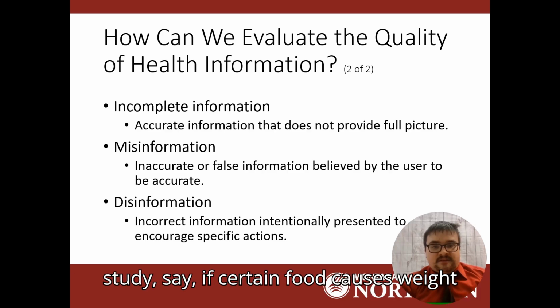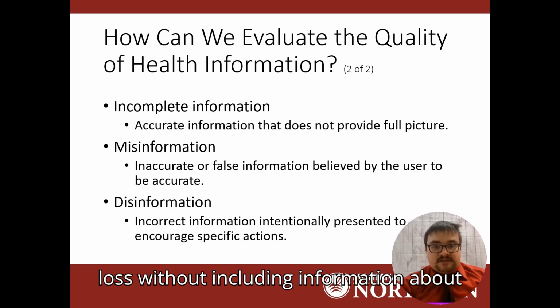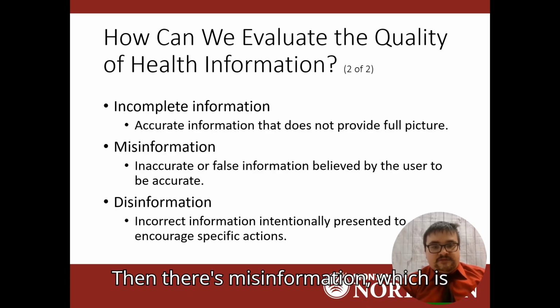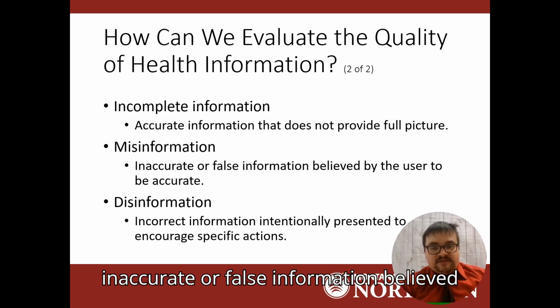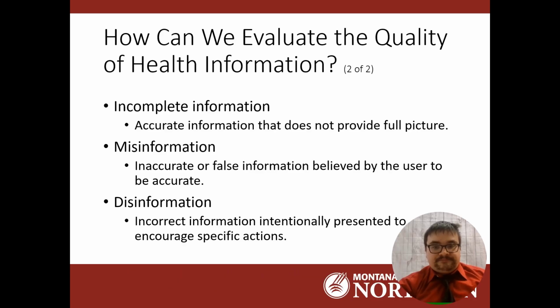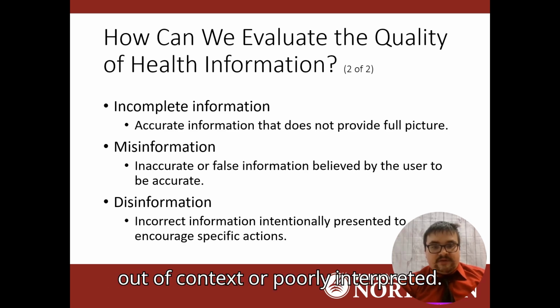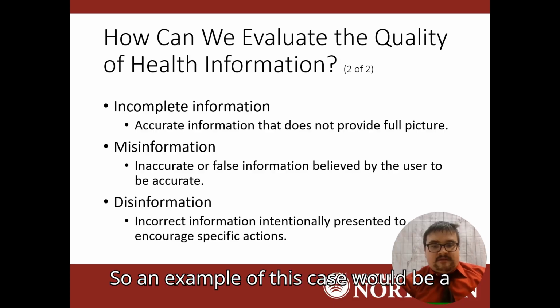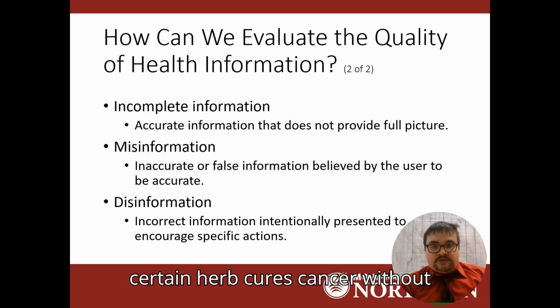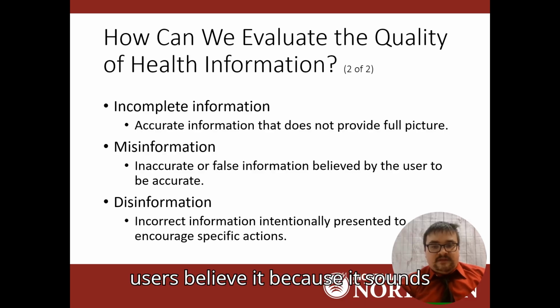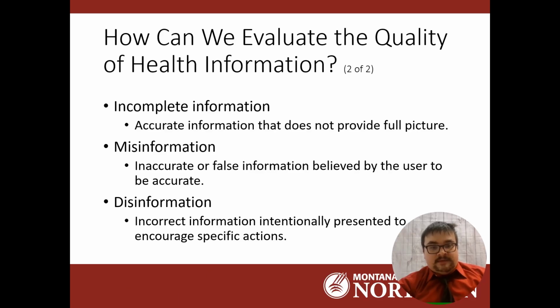So an example of this could be a study, say, on whether a certain food causes weight loss, without including information about diet, exercise, or the sample size. Then there's misinformation, which is inaccurate or false information believed by the user to be accurate. This often happens when data is taken out of context or poorly interpreted. An example could be a viral social media post claiming that a certain herb cures cancer without scientific backing. Many users believe it because it sounds plausible, but it is factually incorrect.